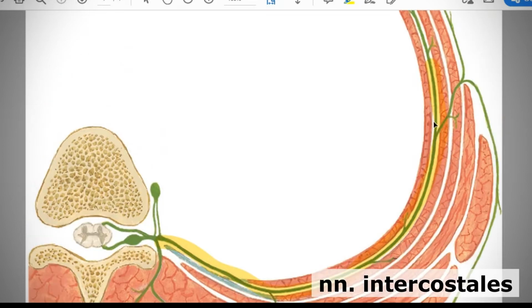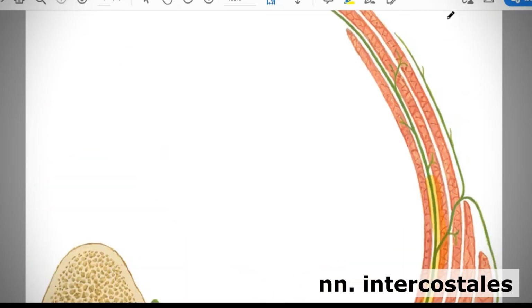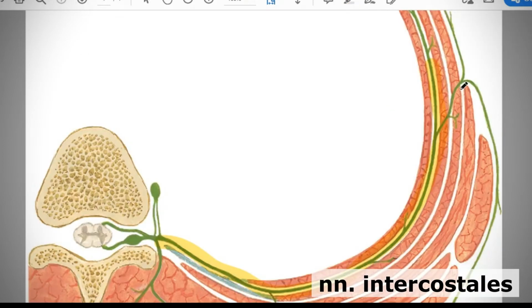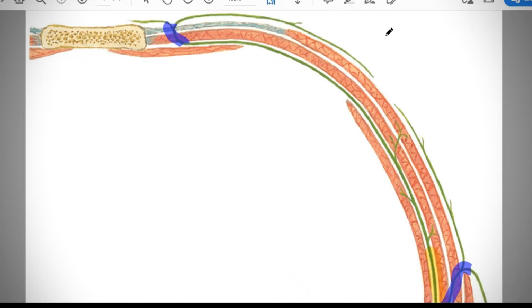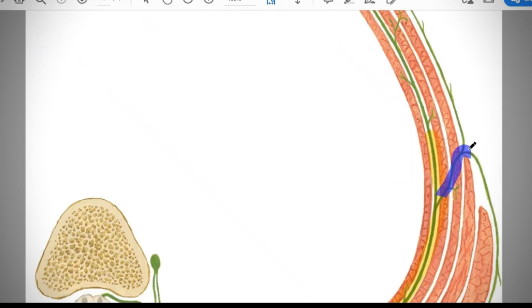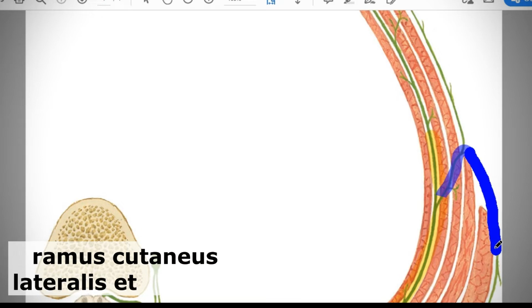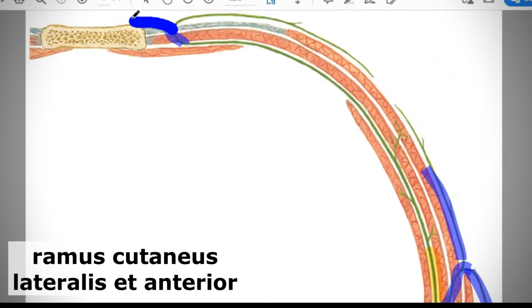If we talk about sensory branches, as you can see here, it gives two sensory branches. One originates at the level of linea axillaris anterior, the anterior axillary line, and the second here at the level of the parasternal line, linea parasternalis. These have the names nervus cutaneus lateralis, the lateral cutaneous nerve, and the anterior cutaneous nerve.